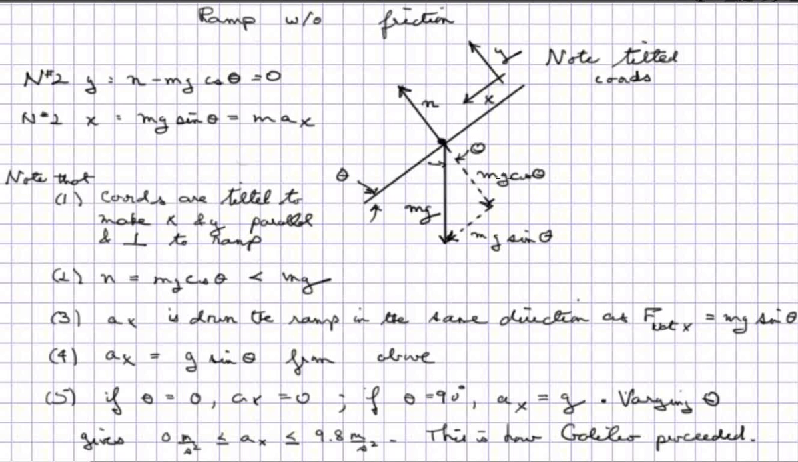And so the first thing we do is we draw our coordinate system tilted relative to the ramp in such a way that the x-axis is parallel and the y-axis is perpendicular to the ramp direction. And n is already properly aligned in the y direction, but we take mg now and break it up into components that are either in the y or in the x direction.